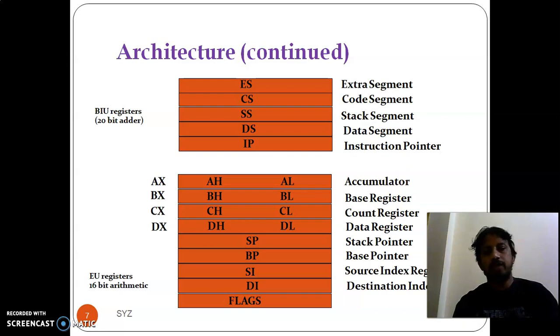Apart from this, you have 4 segment registers. The starting address of the memory segment is given by these registers. The extra segment starting address is given by the extra segment register, then the code segment register, stack segment register and data segment register. All these 4 give the starting address of each of these segments.